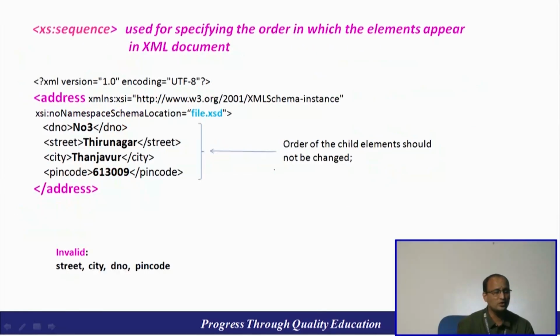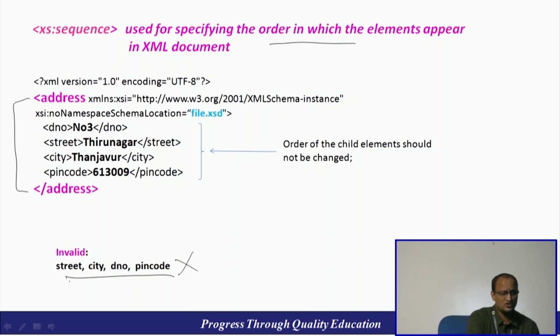Then move on to sequence. The sequence is especially used for specifying the order in which the elements appear in the XML document. Look at this address. For the address, I need some sequence. Door number should be first, street should be second, city followed by pin code. If I change this order, the XML document will show an error message if it is associated with the schema definition. So if I try this, it becomes invalid because street is given first.